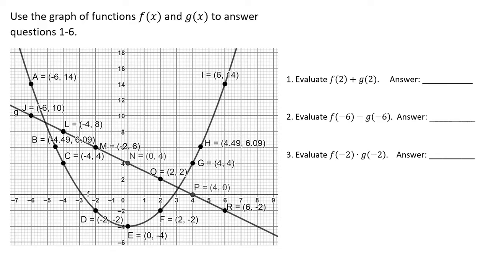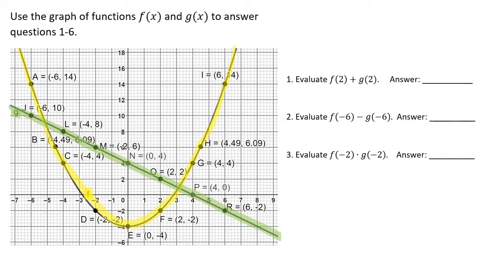Now looking at the picture itself, it's a little hard to see, but down here is our f function representing this parabola. So the parabola is going to be referring to our f function, and therefore our g function will be the straight line, as we can see indicated here. G is our straight line. All right, so now that we've identified which is which, we can go ahead and try to answer this problem.